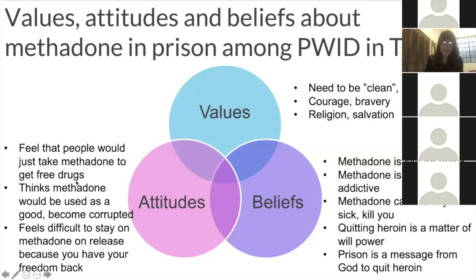And in terms of attitude, many felt that people would just take methadone to get free drugs, that it would be used as a good, become corrupted. And also, I didn't go into this, but one of the main assumptions of the model is that people continue on ART or on methadone after they are released from prison. And this seemed a very difficult thing to achieve because once they come out, first they are released mostly at 3 in the morning and they have no money. And you know, it's quite a desperate situation. And the first thing they generally do is to use drugs. And there's also this feeling of having recovered your freedom. So the first thing you do is use drugs.